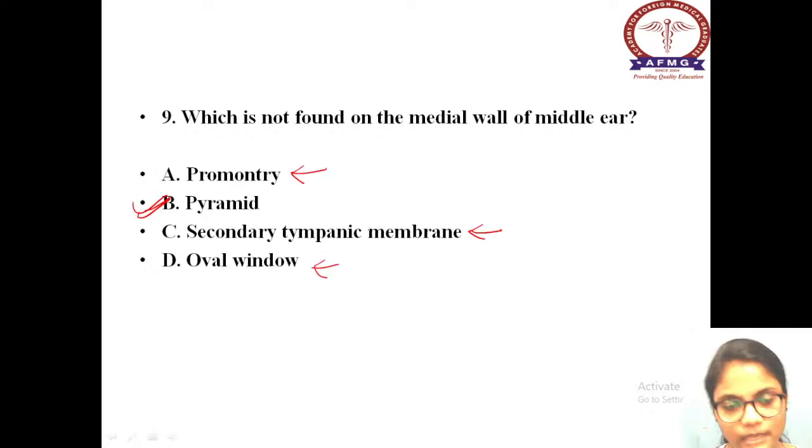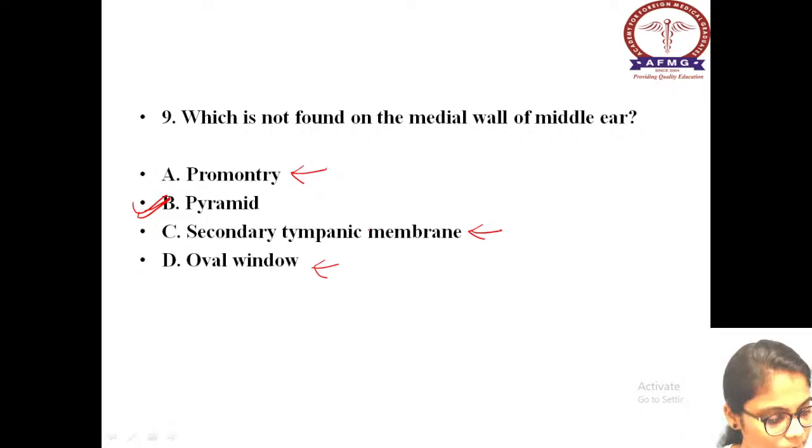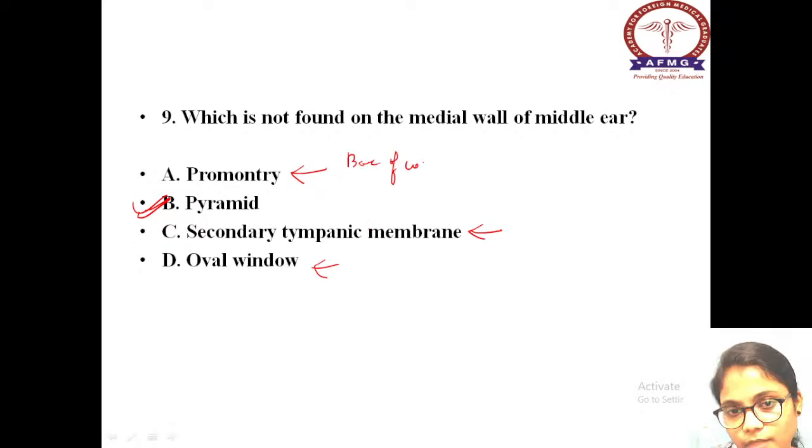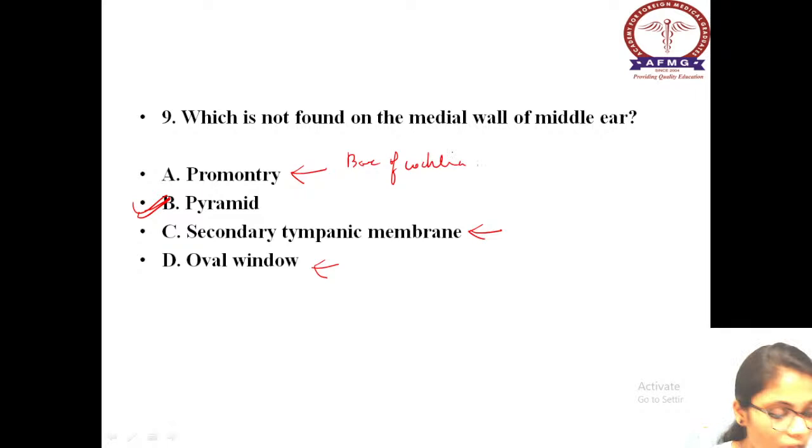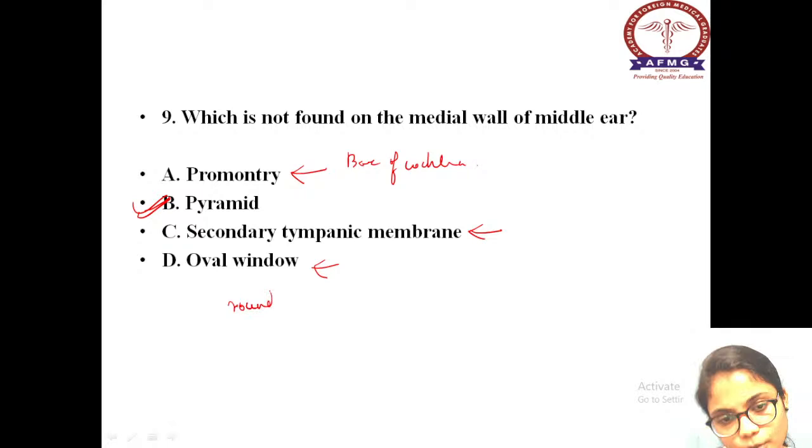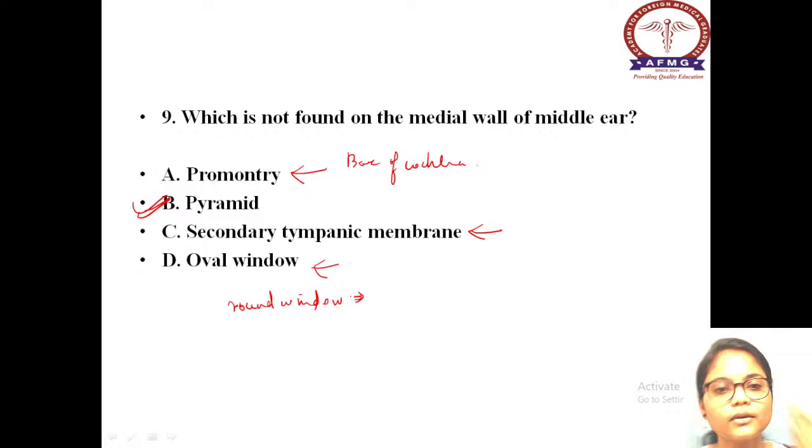On the medial wall, the promontory is present. What is the importance of promontory? The promontory is present over the base of the cochlea. And what's the importance of the round window and oval window? The round window has some unique feature, and the oval window also has some unique feature.